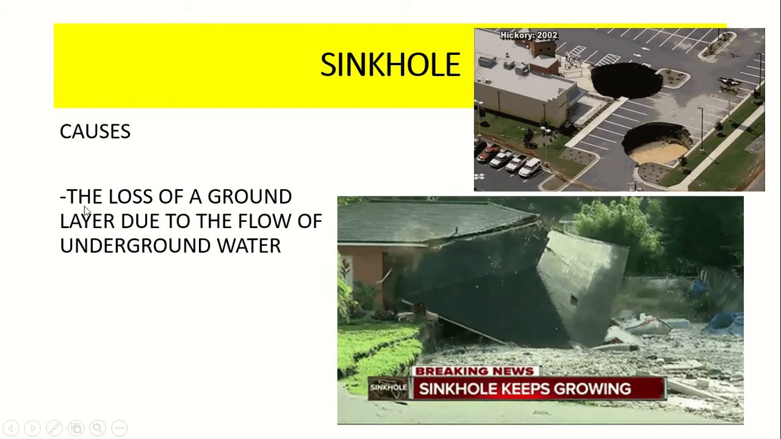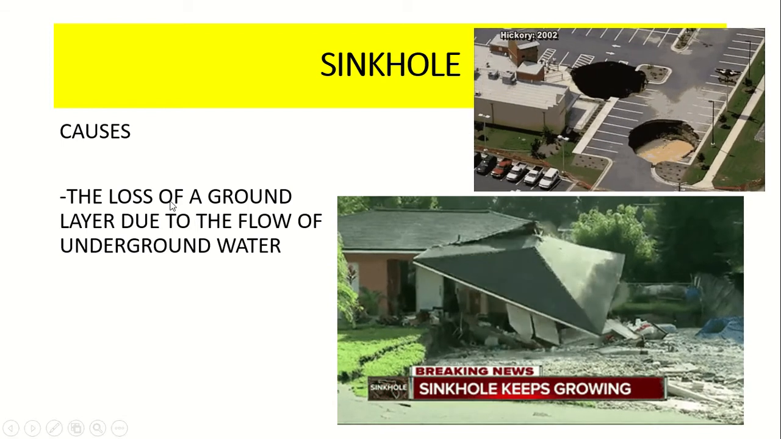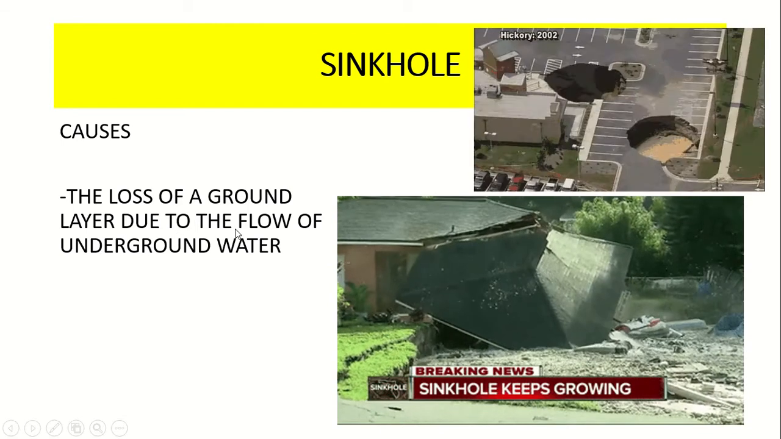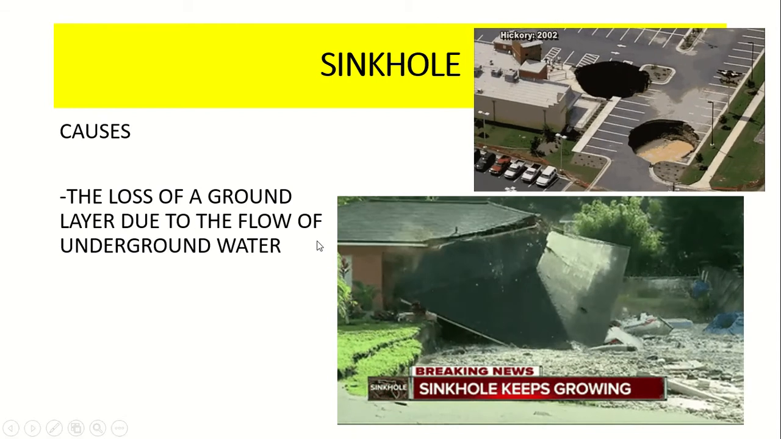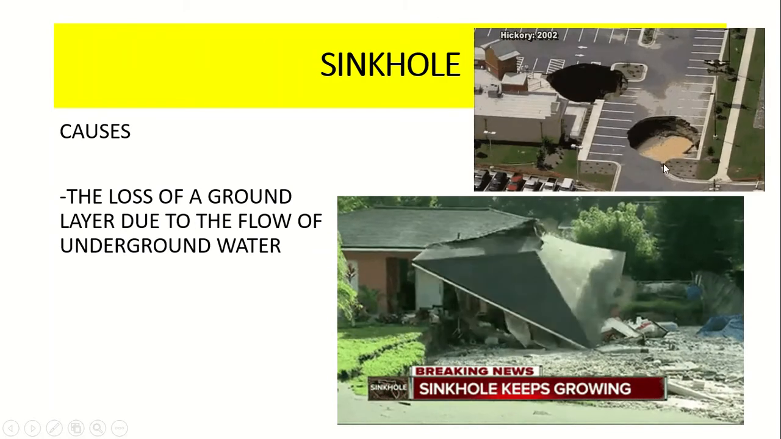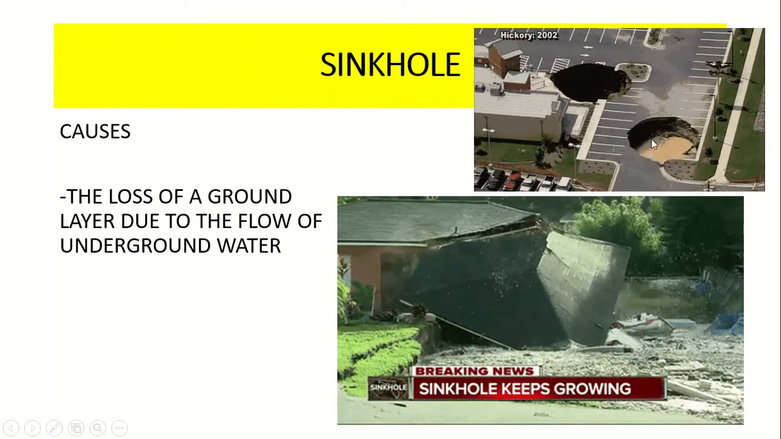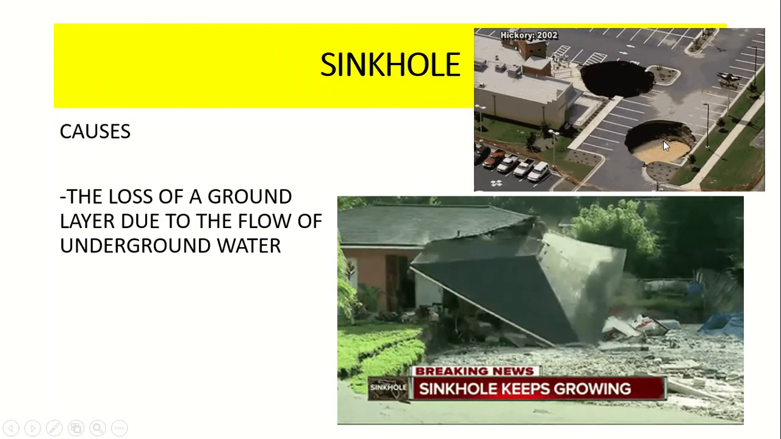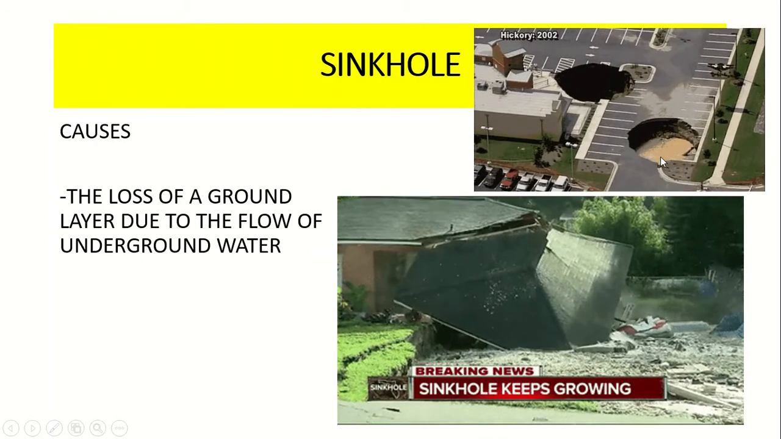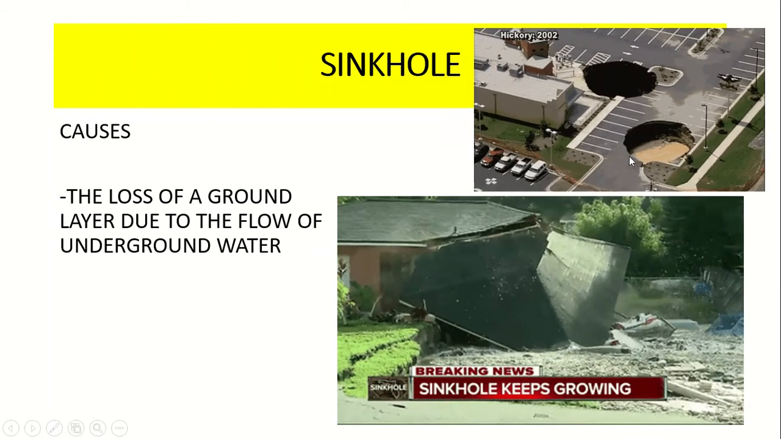The cause of sinkhole is the loss of ground layer due to the flow of underground water. Okay, di kawasan ni kemungkinan ada underground water. So ada, dia boleh terhasil sinkhole.